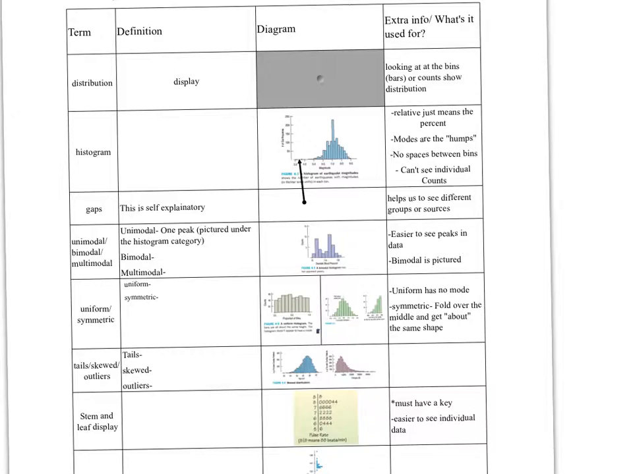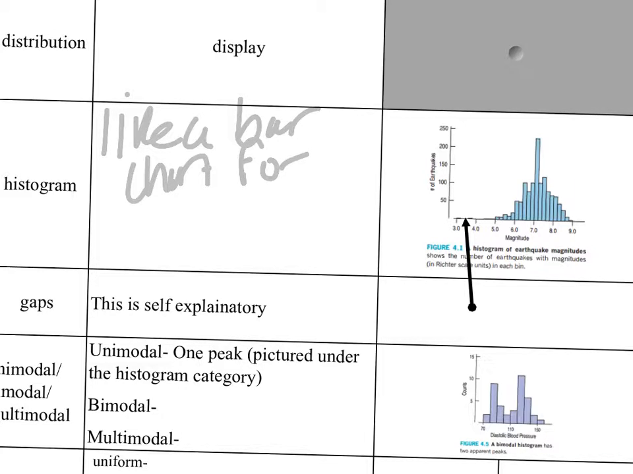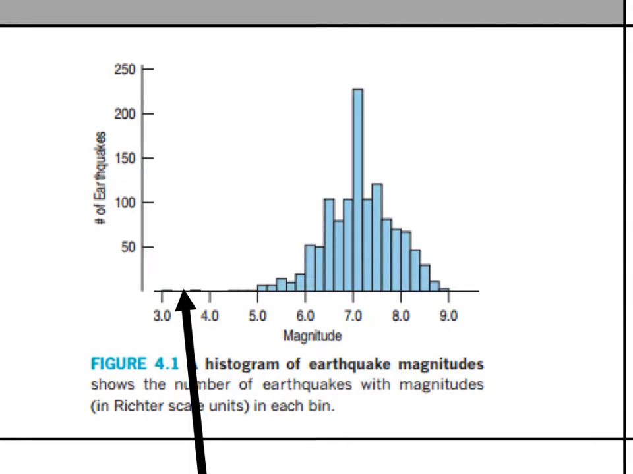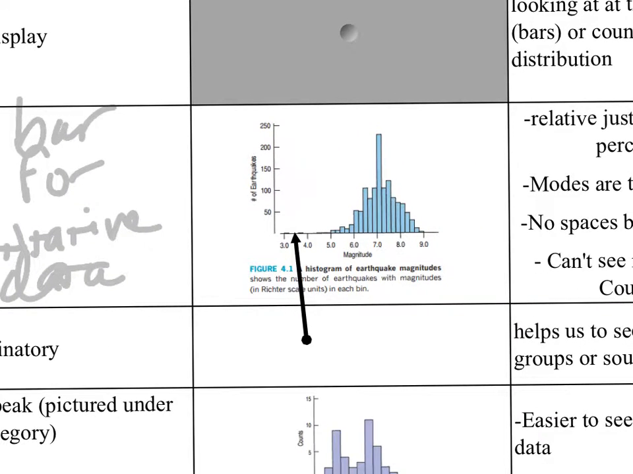However, I like to think of a histogram as more of a bar chart for quantitative data. So the big thing to recognize is now we're looking at quantitative instead of categorical data. Before we were looking actually at categorical data. And this is what a histogram looks like. It's an example of earthquake magnitudes. So you can see that the most common type of earthquakes is a 7 or 7 point something.